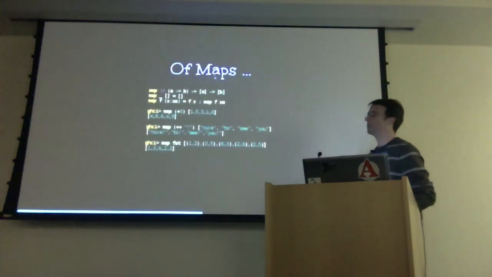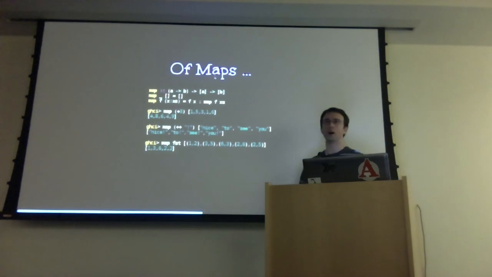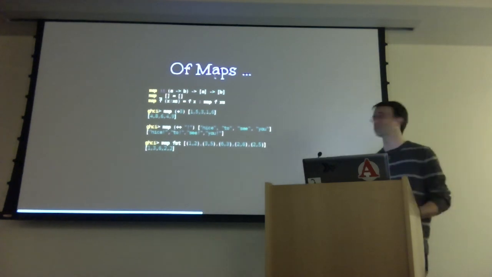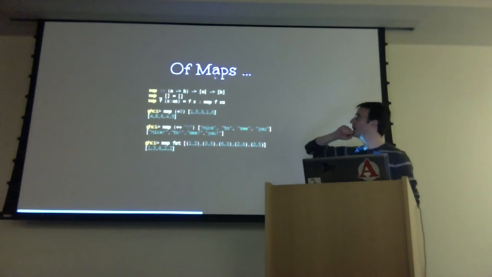Join will be in Prelude in 7.10. All right, a very famous higher order function called map basically takes a function from A to B and a list of A's, and returns a list of B's. So it basically applies the function to every element of the list. There's one possible implementation of it, and then some examples.